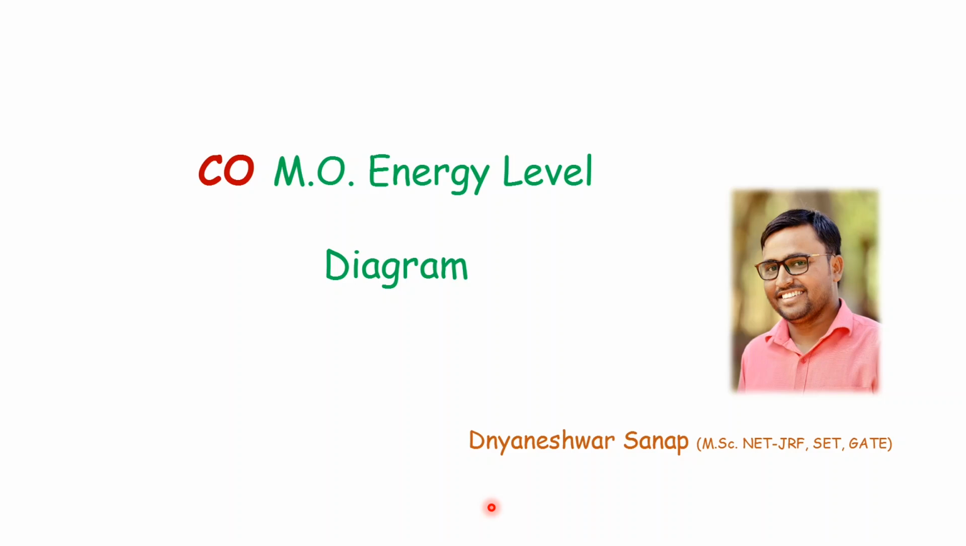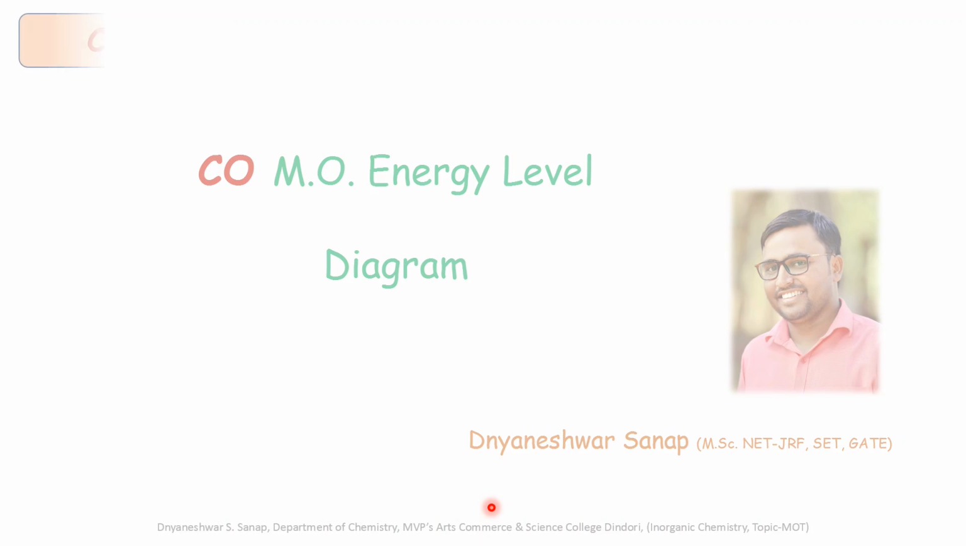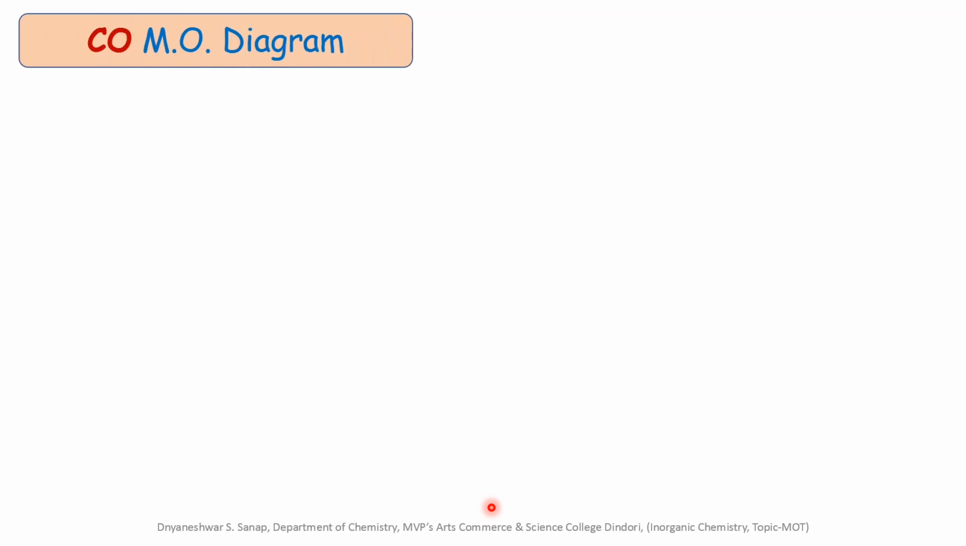In this video lecture, we will discuss the molecular orbital energy level diagram for the carbon monoxide molecule, that is CO. Basically, the carbon monoxide molecule is formed by the combination of one carbon atom and one oxygen atom together. To understand how the carbon monoxide molecule is formed, we first have to understand the electronic configuration of each atom which undergoes the formation of the molecule.